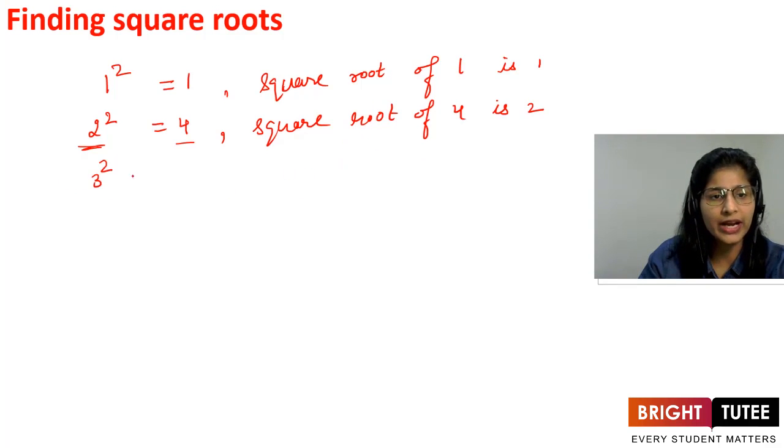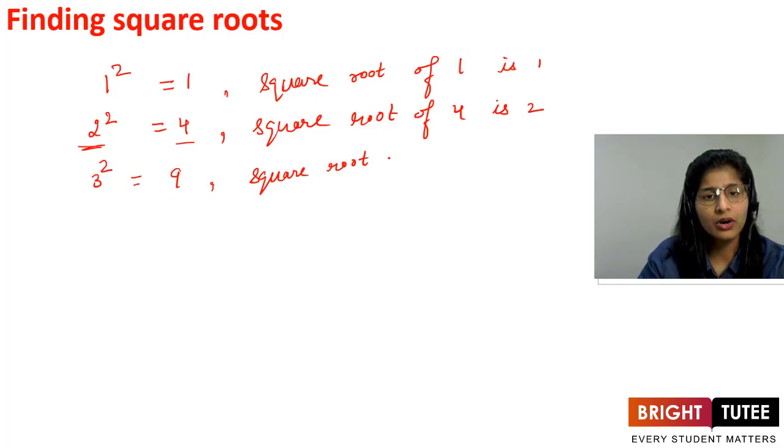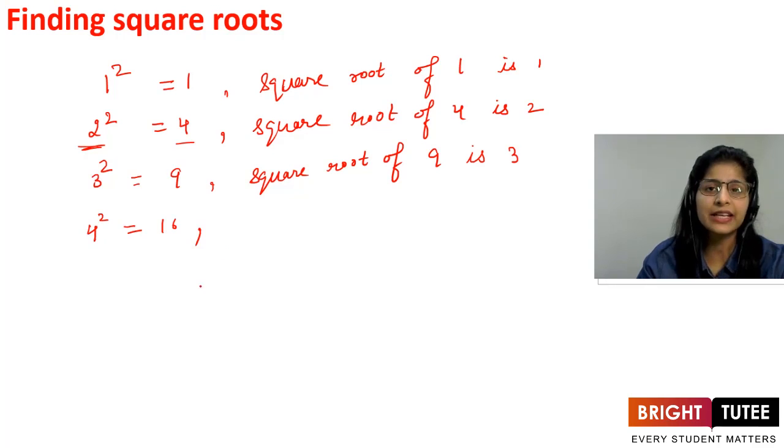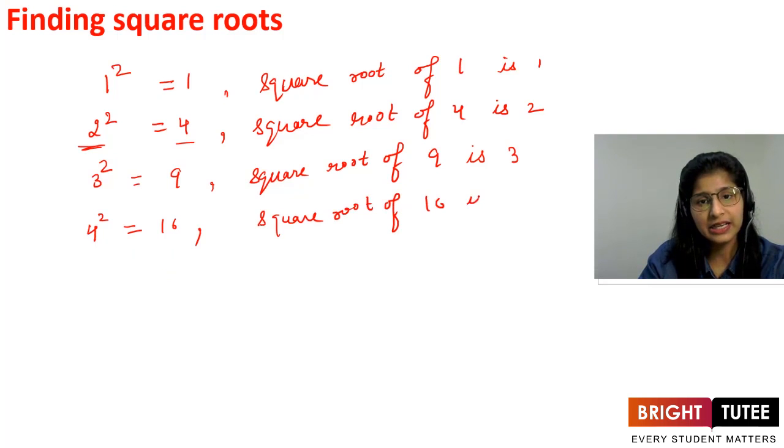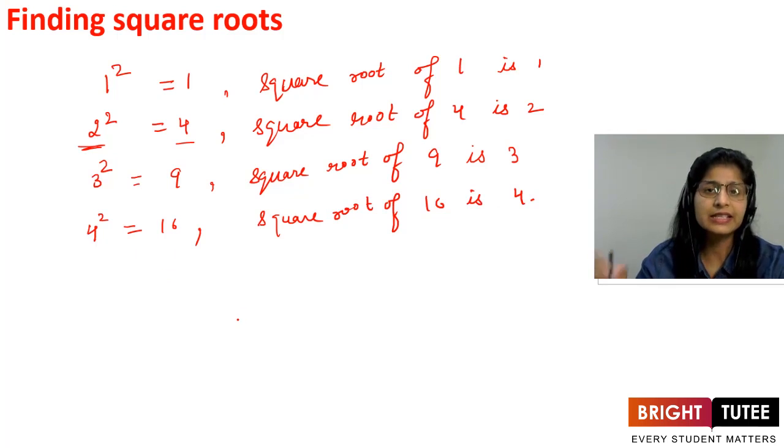Now if I do 3 square, I would like you to think over it. This will be read as square of 3 is 9 and square root of 9 is 3. This is how we write. Now suppose I give you an example of 4 square, it is equal to 16. Now I think you can think of a statement: square of 4 is 16, but think about it, square root of 16 is 4. Clear? This is how we read.